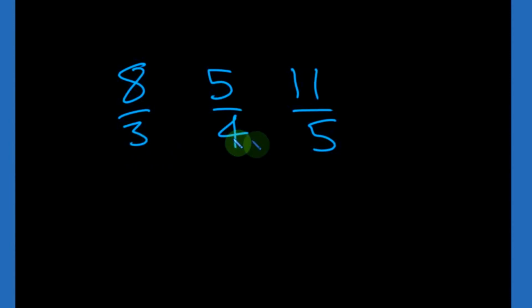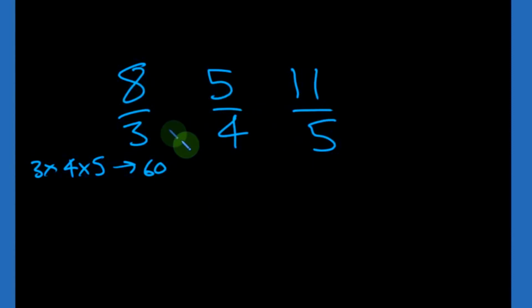So if we look at 3, 4, and 5, these numbers don't have any common factors. So we can just times 3, 4, and 5 to find the least common multiple. When we do this, 3 times 4 times 5 equals 60. So we know the least common multiple of 3, 4, and 5 is 60. The next step here is to multiply top and bottom of each of these fractions by a value that will turn the denominator into 60.